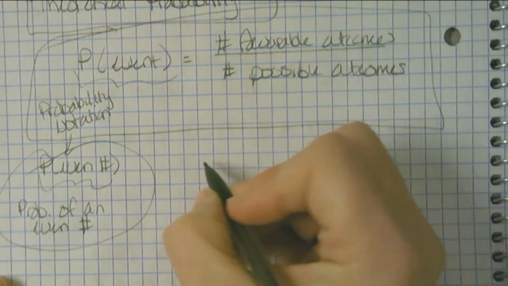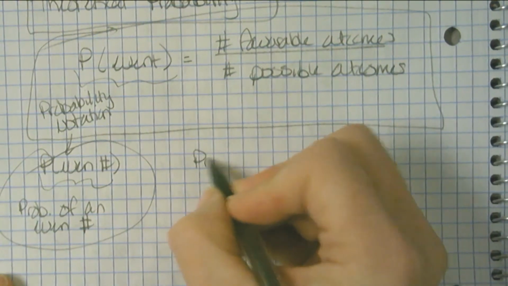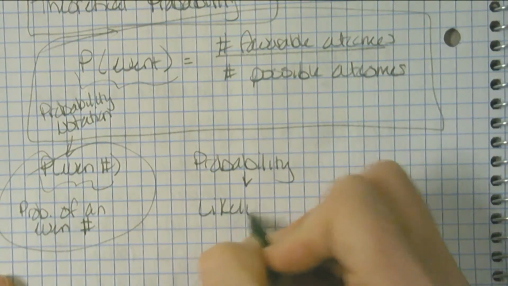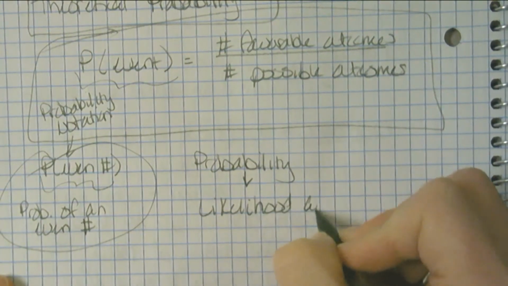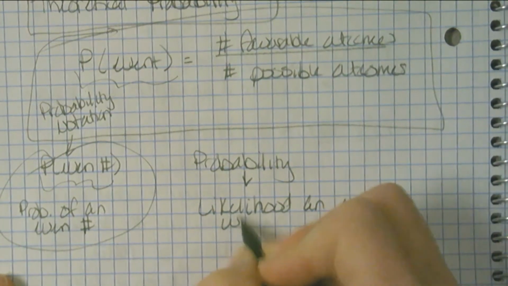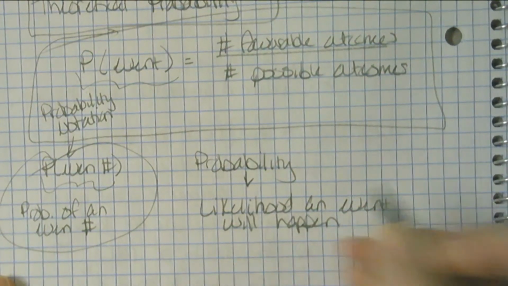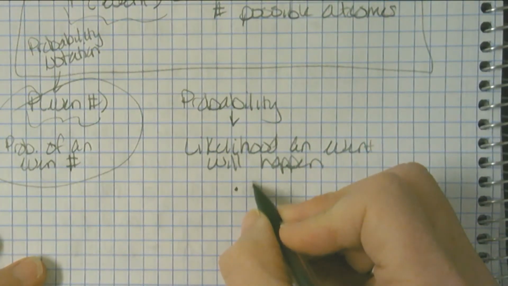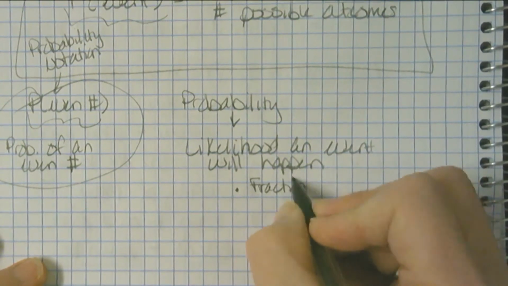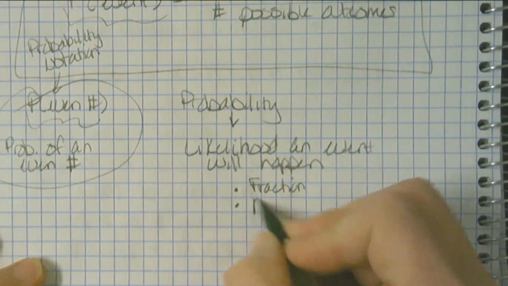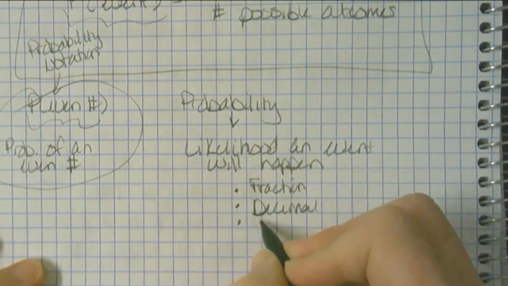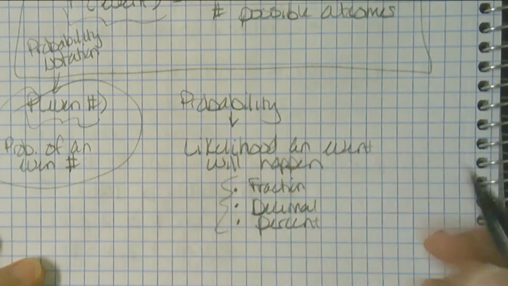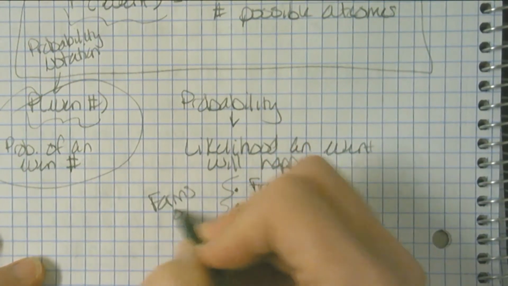All right, when we talk about probability, it's the likelihood an event will happen. So we either see this as a fraction, we can see it as a decimal, or we see it as a percent. These are our possible answer forms.